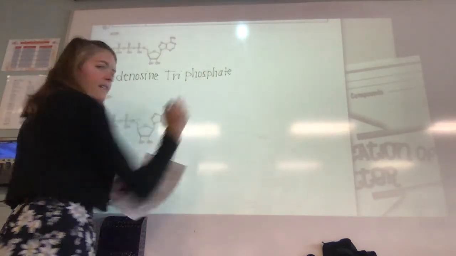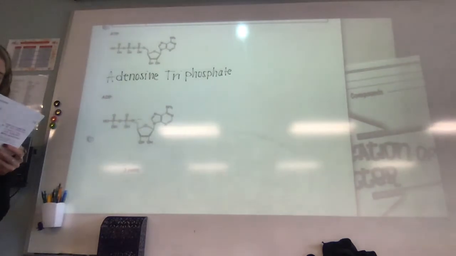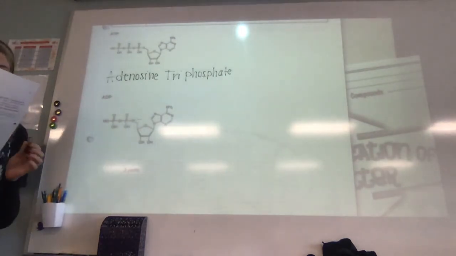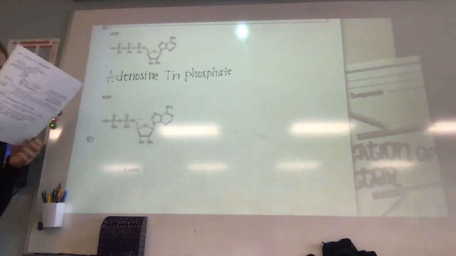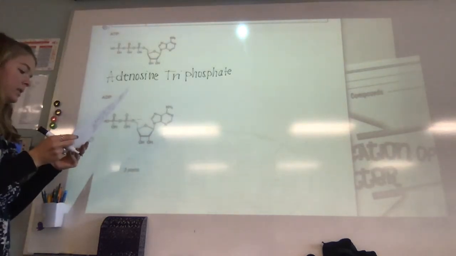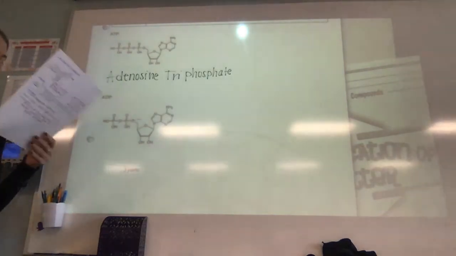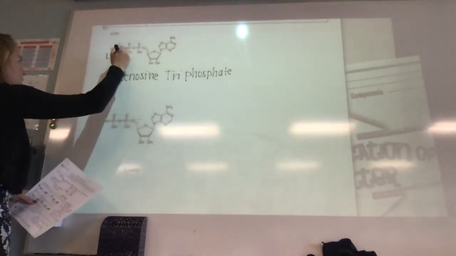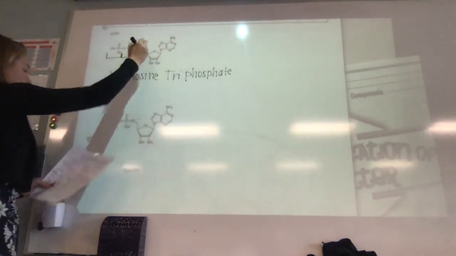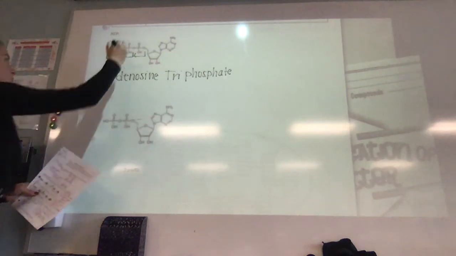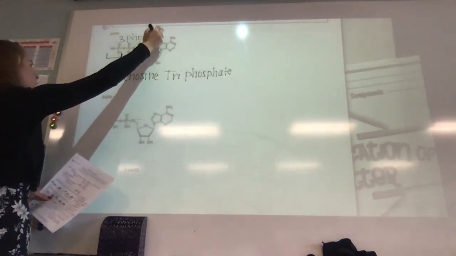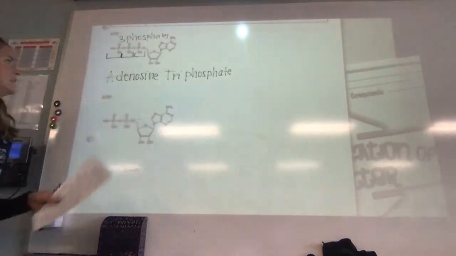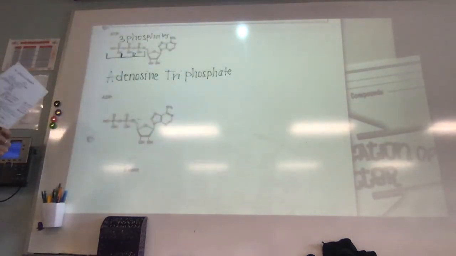The reason it's called adenosine triphosphate is it has an adenine group. It also has 3 phosphates. So you can see here that we have 1, 2, 3 different phosphate groups. And then this is its base over here.